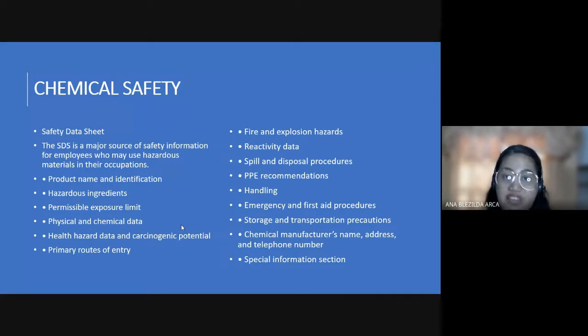Anong nasa safety data sheet? Well, from the word safety data sheet, di ba? So definitely, ito yung mga information on how to make sure that you're going to handle the chemical safely. Ano ba yung mga information na kailangan mo na malaman para to make sure na walang aksidenteng mangyayari with this chemical? Okay? And these are the different information. So nakalagay dyan yung mga hazard niya, yung kanyang reactivity, paano kapag natapon, di ba? Spill and disposal procedure. Anong klaseng PPE, how to handle them, ano yung mga first aid, storage, etc. Okay? Those are the chemical safety or safety data sheet.